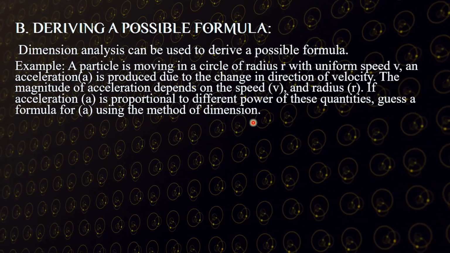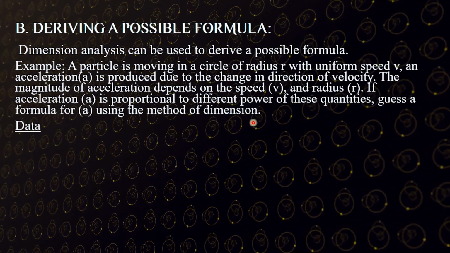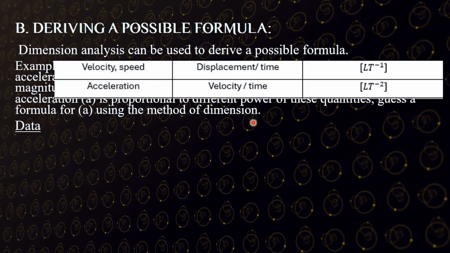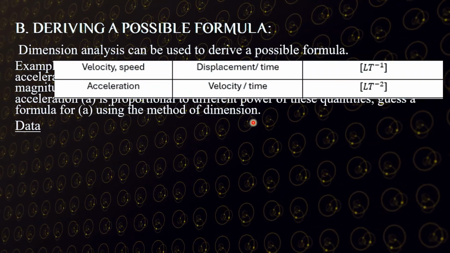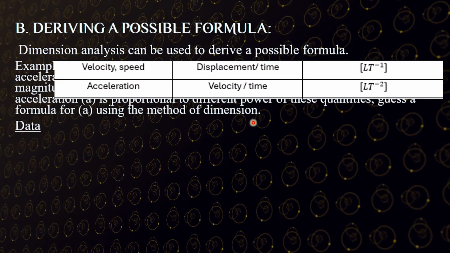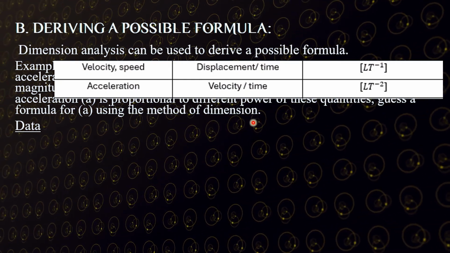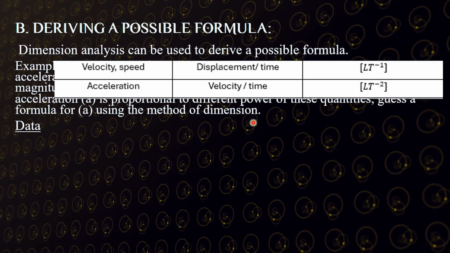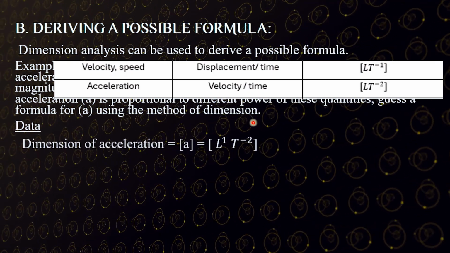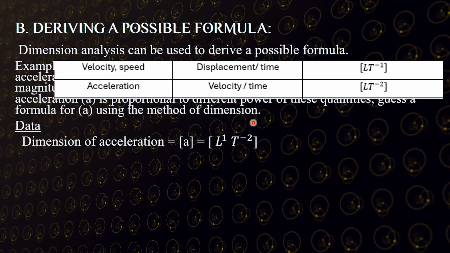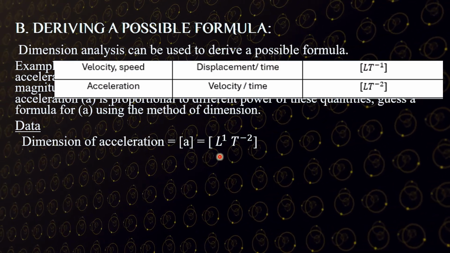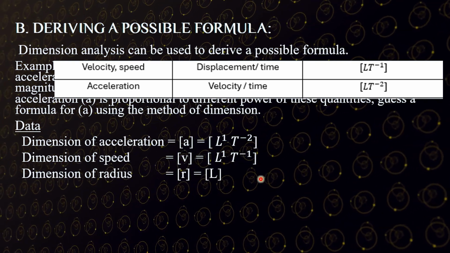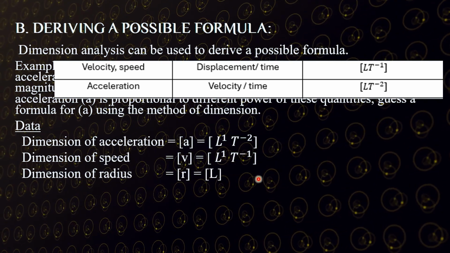So how are we going to do that? First of all, we will make a data, that is, what data they have provided to us. In this example, what data is given to us? The first thing that is given is the three quantities: the acceleration, velocity and the radius. And from the previous lecture, I have made a screenshot that the dimension of the velocity is LT^-1 and the dimension of the acceleration is LT^-2. So on the basis of these dimensions, we can make a data. The dimension of acceleration is LT^-2, the dimension of the speed is LT^-1, and the dimension of the radius is L, because radius is measured in meters.